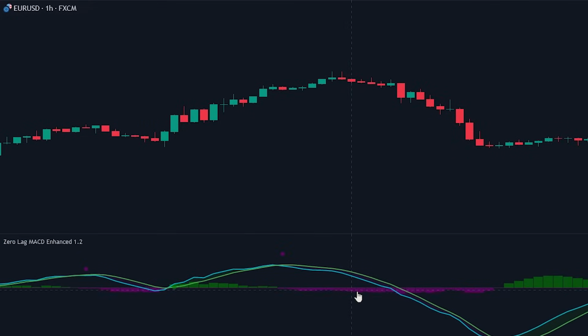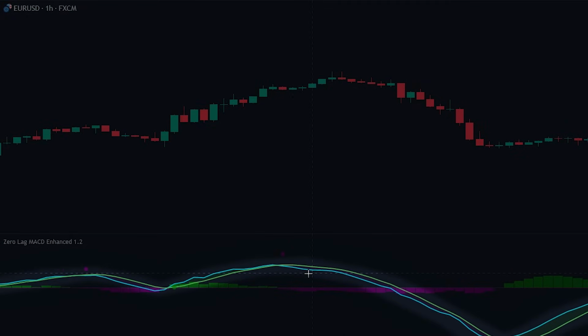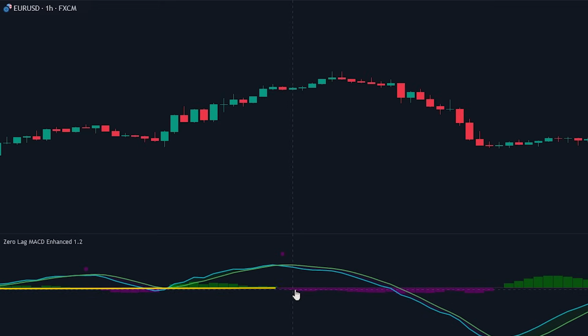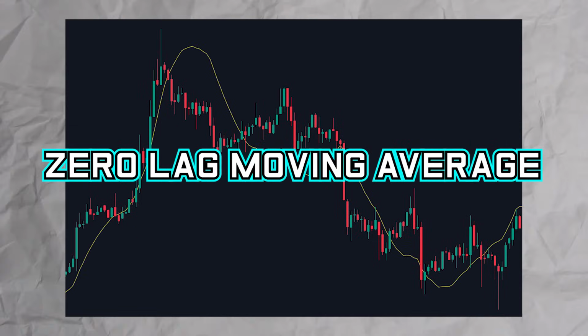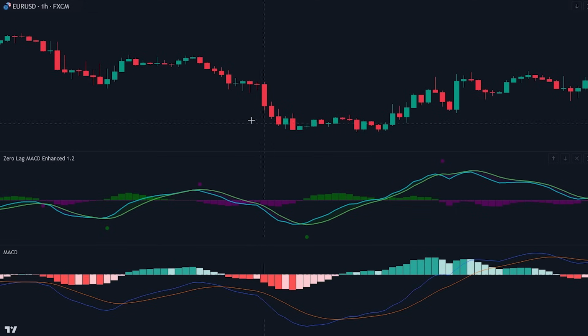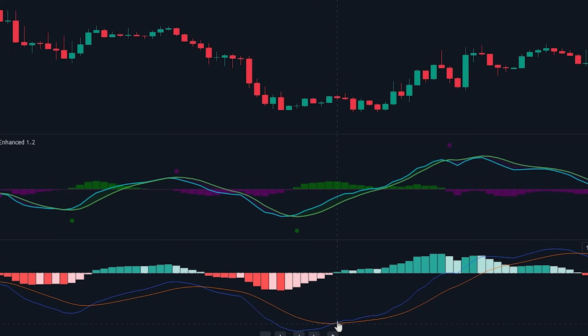This indicator consists of 5 components: the signal line, the zero lag MACD line, the middle line, also known as the center line, the histogram, and the circles that are printed when crossovers occur. The indicator is better than the MACD because instead of using a regular moving average, it makes use of a zero lag moving average, allowing it to generate signals earlier than the MACD. If we compare the indicator to the MACD, we can see that the signals provided by the zero lag MACD are indeed provided a lot earlier. This allows us to enter into a position earlier, allowing us to make more profit.